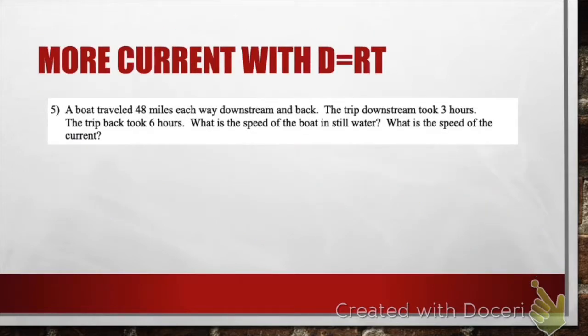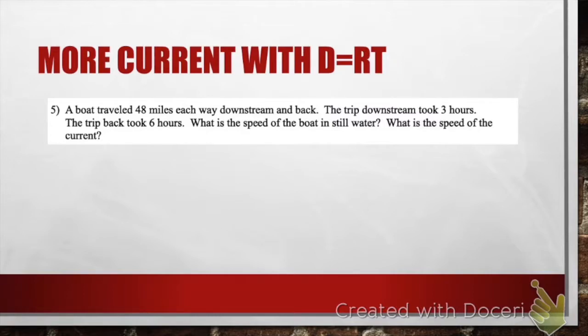Now we're going to do some more current. This time we're going to have distance equals rate times time in it. In the past, you had only finding the rate in your problems. Now we're going to combine that current with distance, rate, and time, and your problems will have all three of those in it. Let's read number 5.